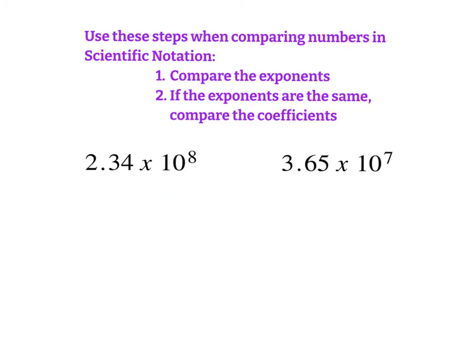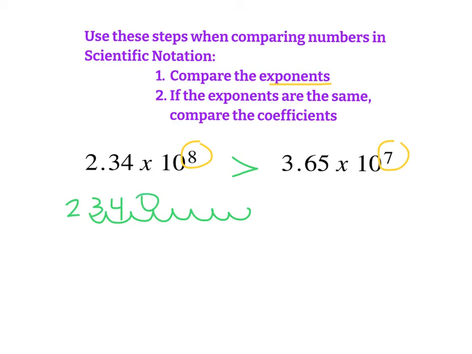So let's see how these steps work out for us. First we're going to compare the exponents. So here's two numbers in scientific notation. If we compare the exponents, we can instantly tell which number is bigger. Anything to the 8th power is going to be bigger than anything to the 7th power. If we expanded it, 1, 2, 3, 4, 5, 6, 7, 8. I mean, that would be another way to do it, but it would take us a lot longer.